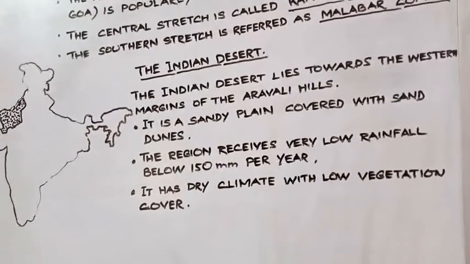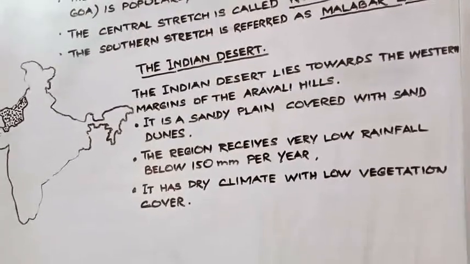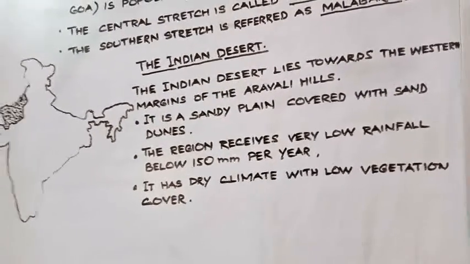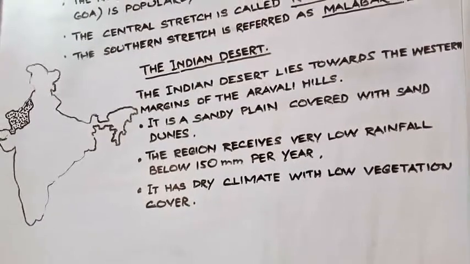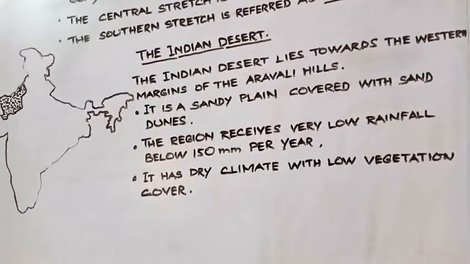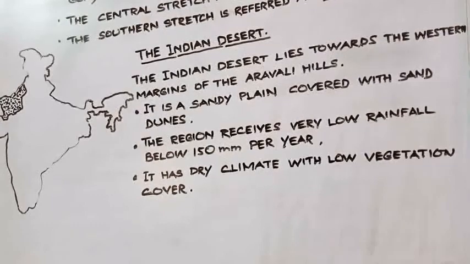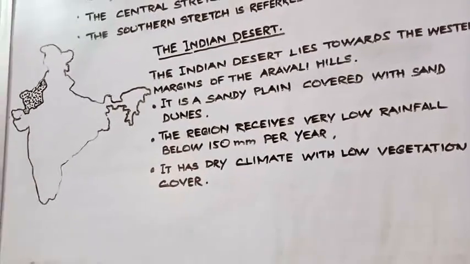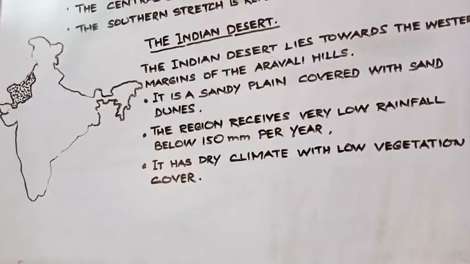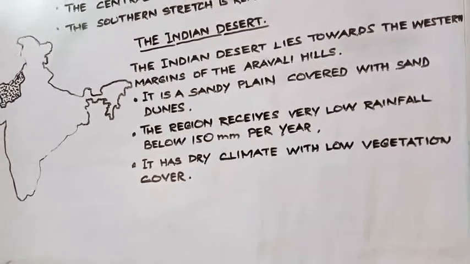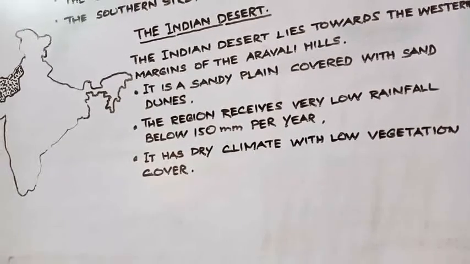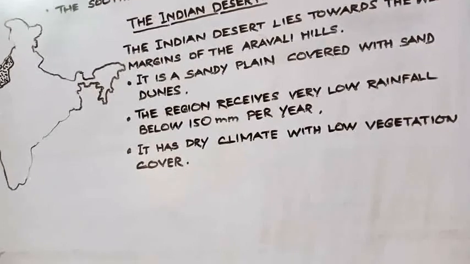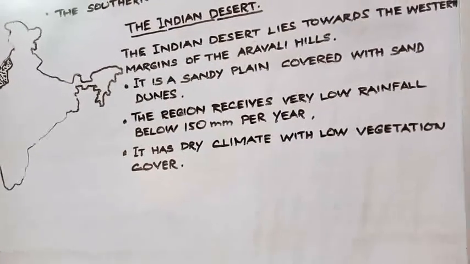What are the characteristics? Number 1, it is a sandy plain covered with sand dunes. Sand dunes are small hills of sand. Number 2, the region receives very low rainfall, below 150 millimeter per year. So the area receives very little rainfall. And number 3, it has a very dry climate with low vegetation cover. So it is very dry and it does not have much vegetation cover in that region.